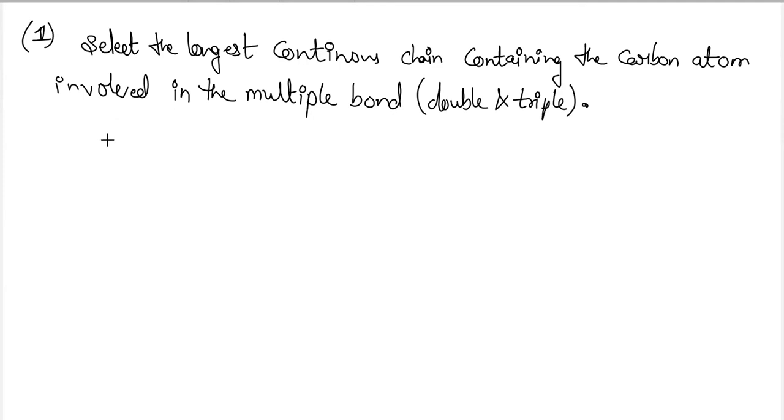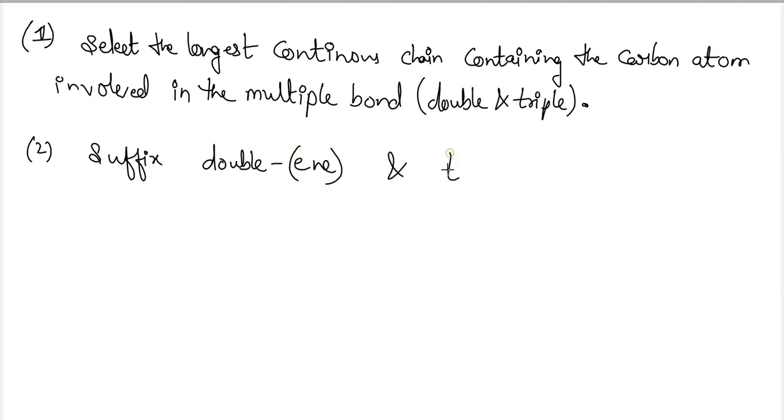Second, we can use the suffix for double bond, that is "-ene", and for the triple bond the suffix used will be "-yne". So "-ene" or "-yne" are the two suffixes which can be used for the double bond and the triple bond.